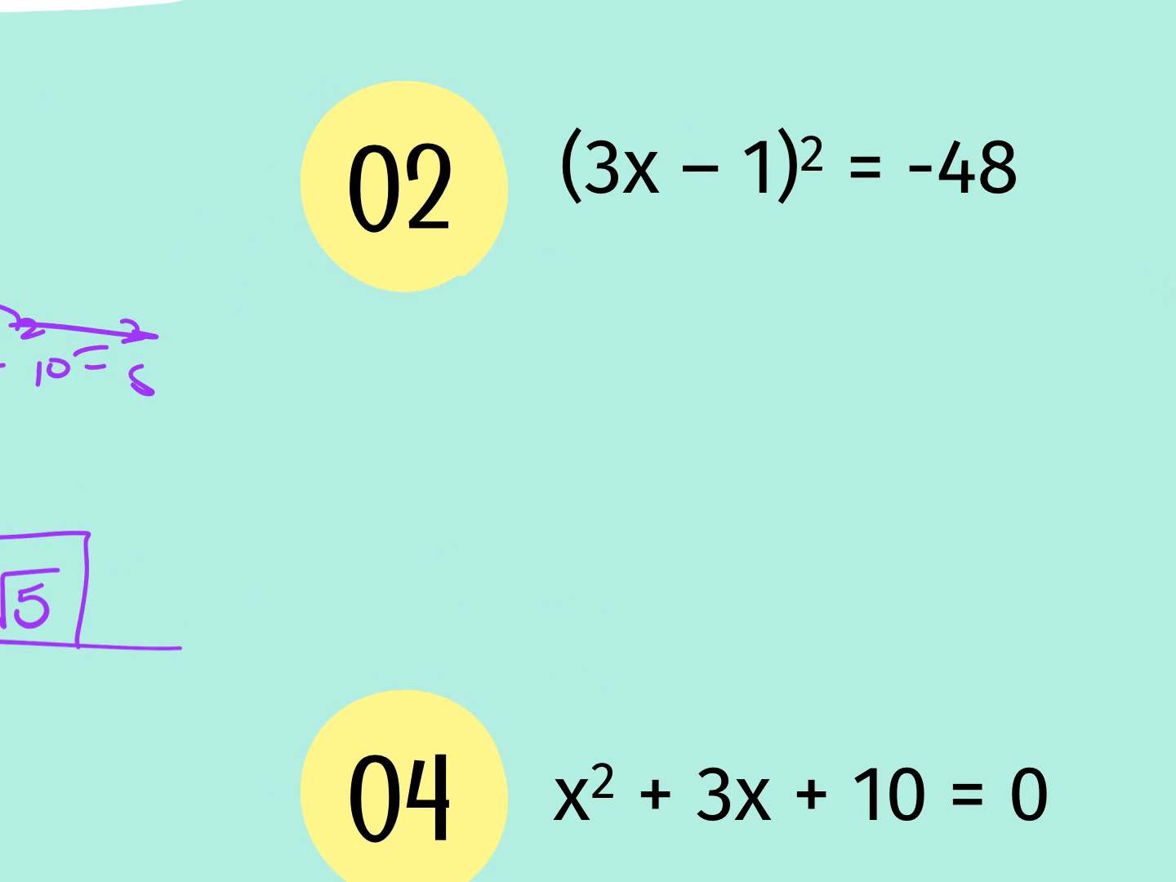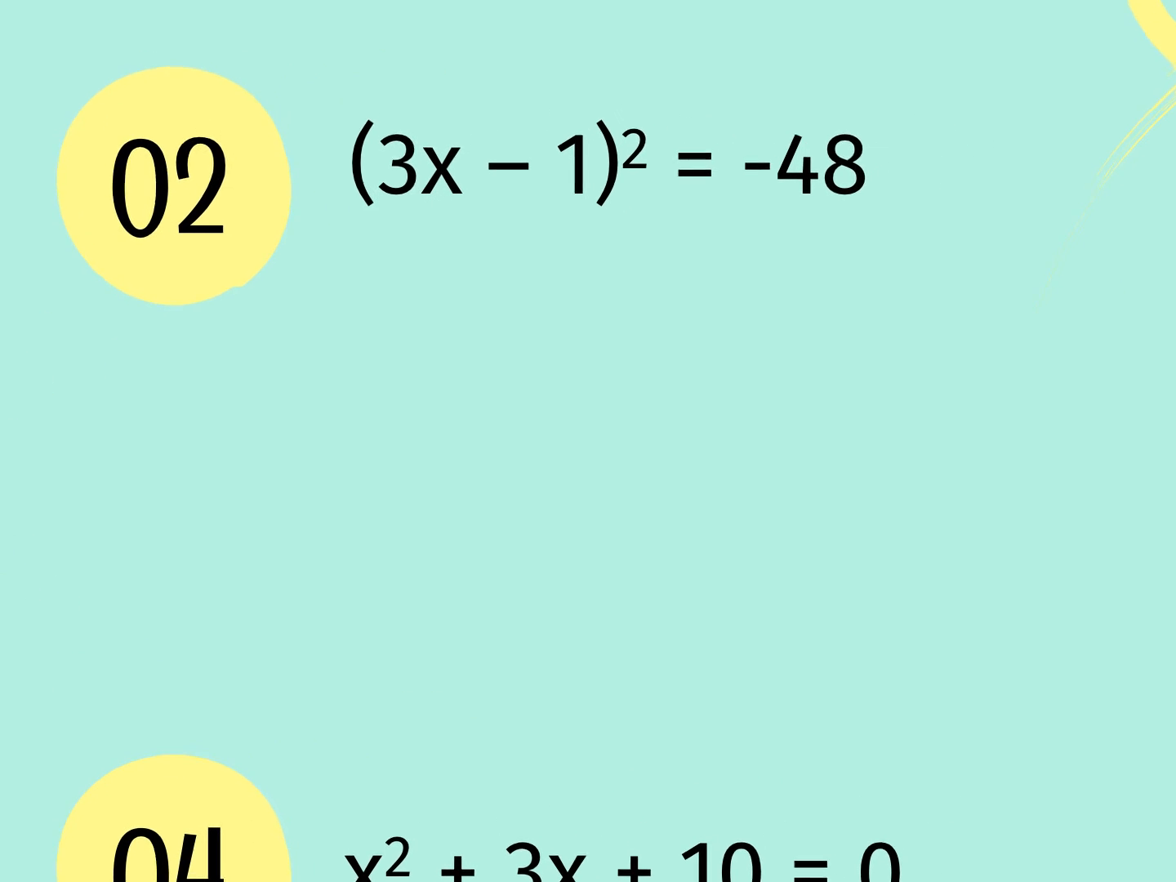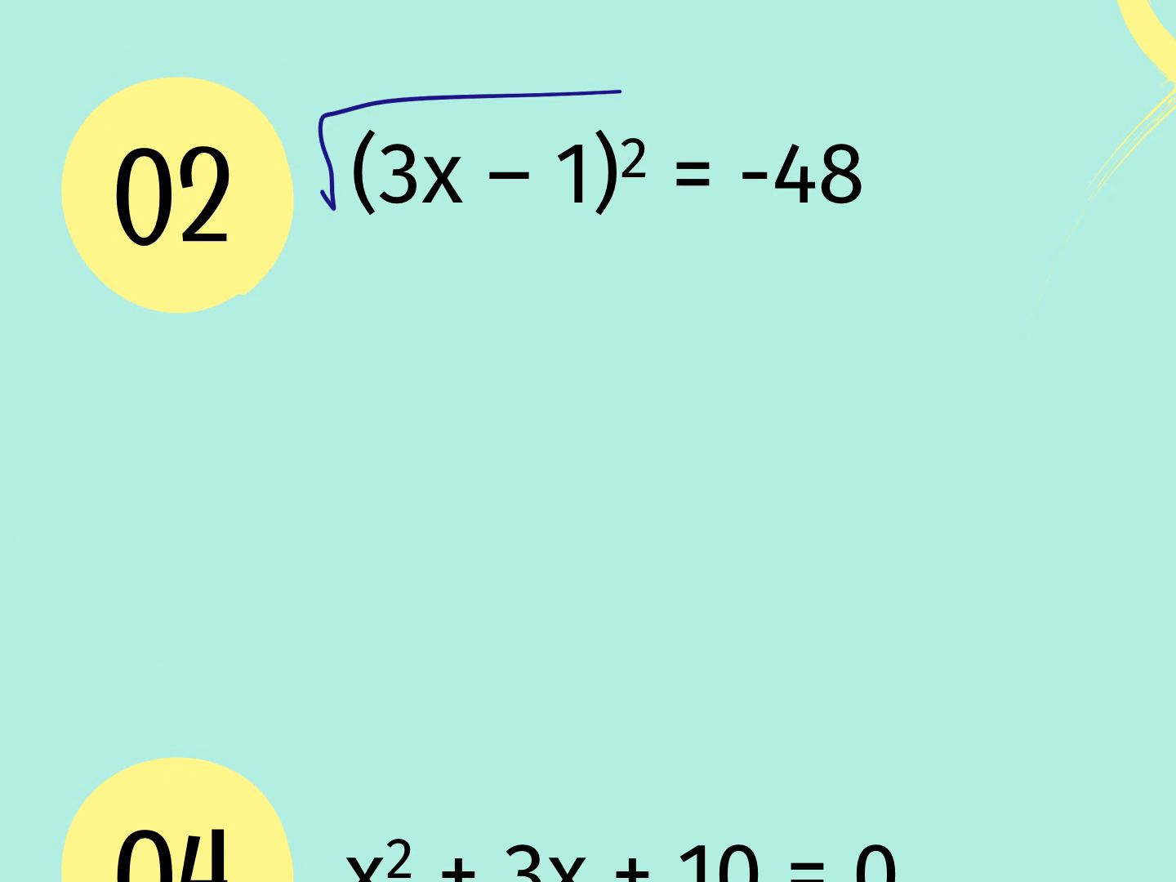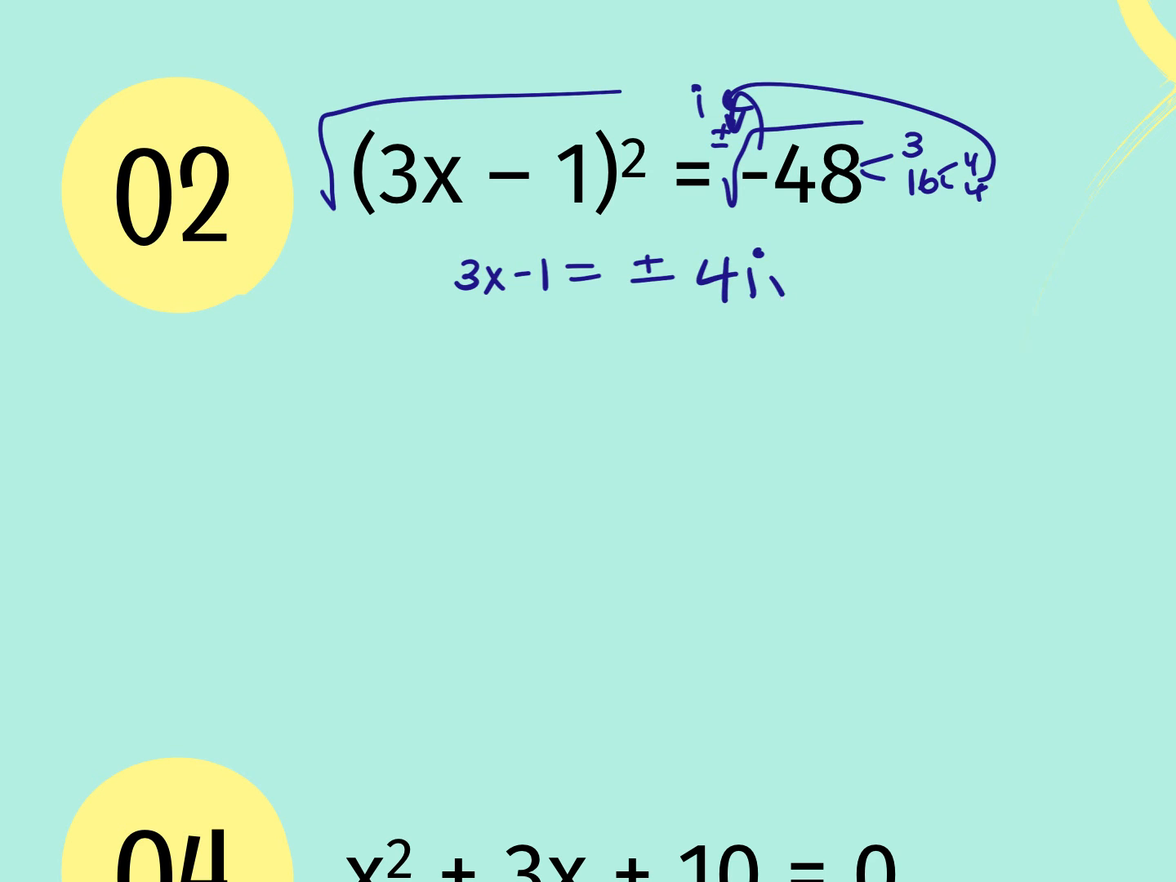All right, so same thing for number 2. I would say that this is already set up, hinting for you to square root. I'm going to square root both sides. I'm going to put a plus and minus at the front. 3x minus 1 would equal plus and minus. The i comes to the outside. And this would be 3 and 16 or 4 and 4. So a 4 can come to the outside. Then I've got to add the 1. So 3x equals 1 plus and minus 4i square root 3. And then divide everything by 3.